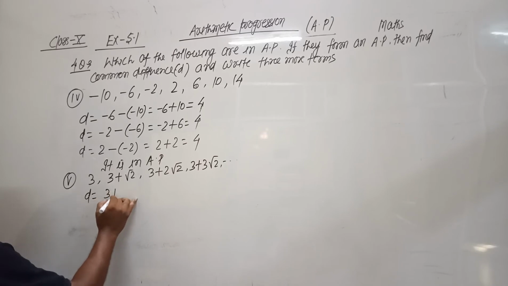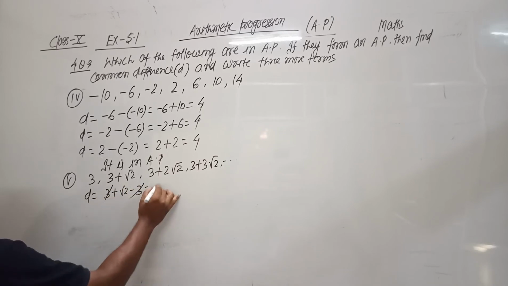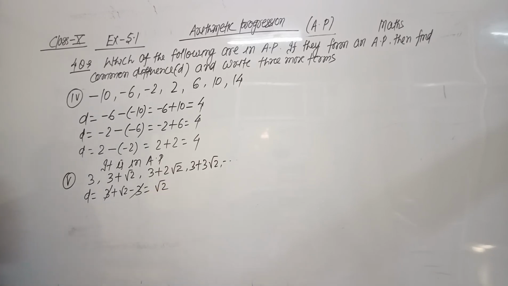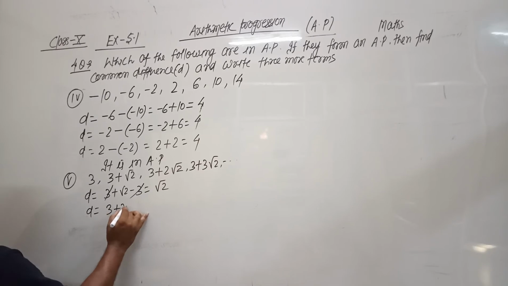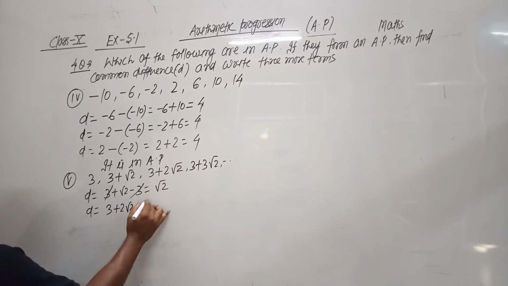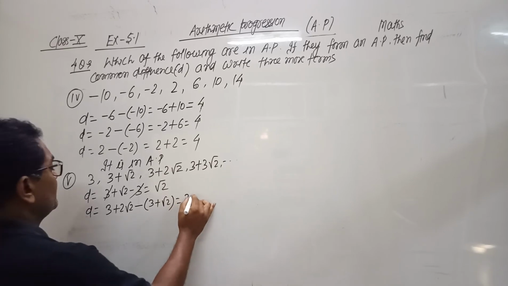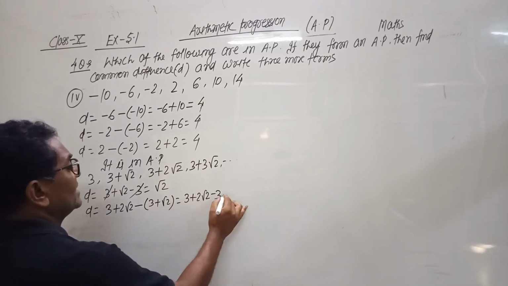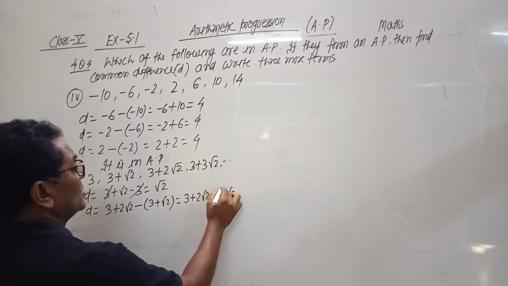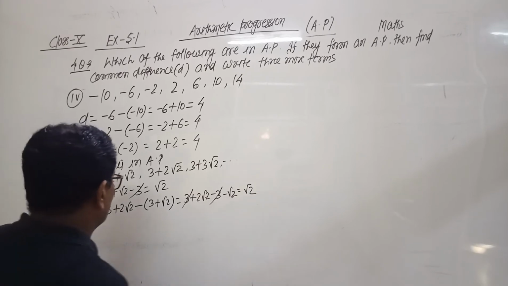So D equals 3 plus root 2 minus 3. 3 and 3 cancel and we get root 2. Again find D: 3 plus 2 root 2 minus (3 plus root 2). So we get 3 plus 2 root 2 minus 3 and minus root 2. 3 and 3 cancel, 2 root 2 minus root 2, we get root 2.